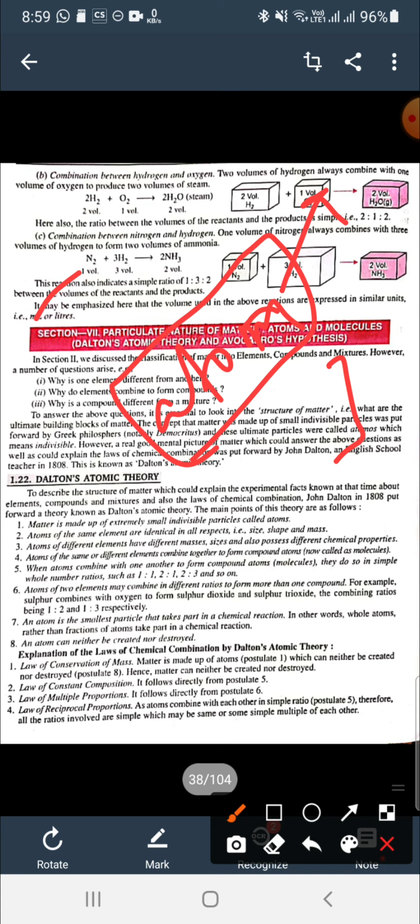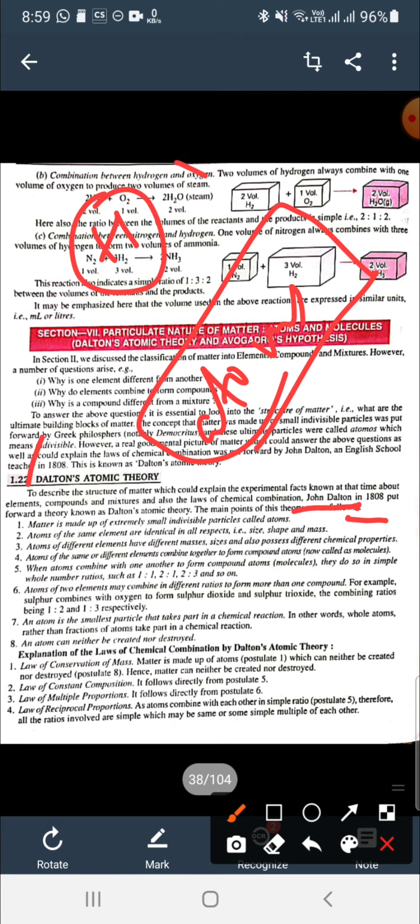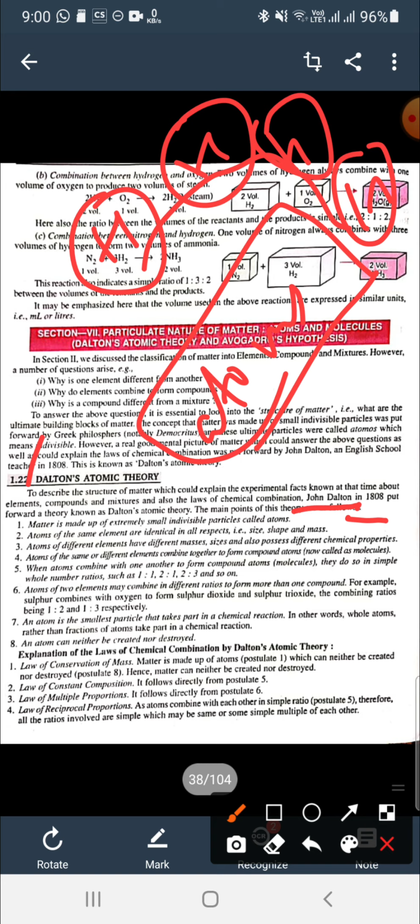The main postulates of Dalton's atomic theory are: first, matter is made up of extremely small indivisible particles called atoms. It means atoms cannot be divided. Second, atoms of the same element are identical. If we have one atom of hydrogen, and another atom of hydrogen, and a third, and a fourth atom of hydrogen, all have the same mass, size, shape, etc.